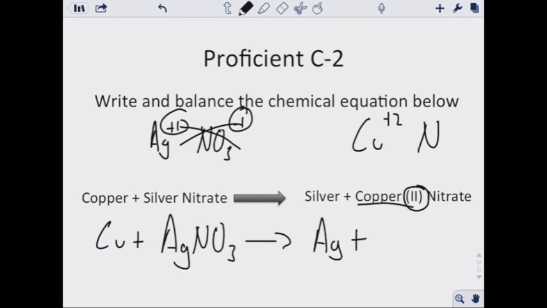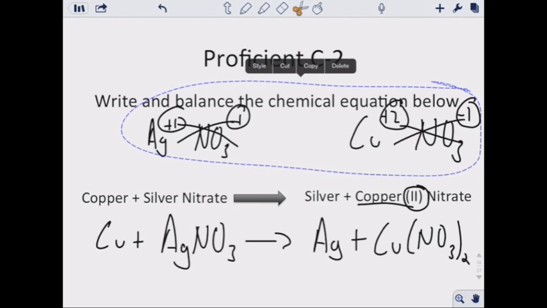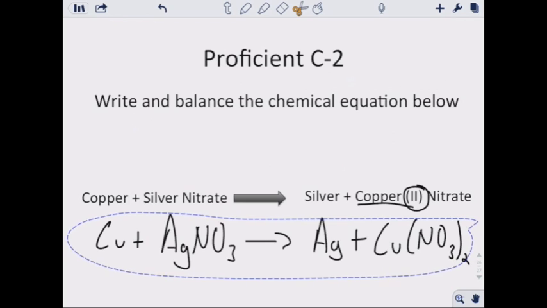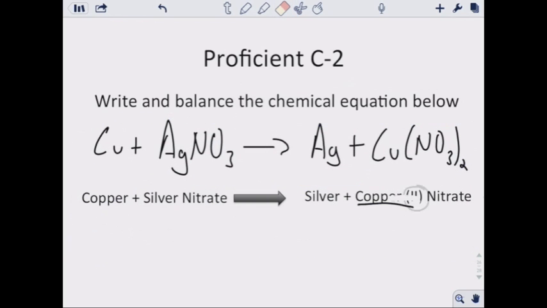And then nitrate, NO3, with a -1 charge. Crisscross these, and we get Cu(NO3)2. So we started with a nicely written chemical equation, and now we have to balance it. So let's move this up so we have a little bit of room to work with.